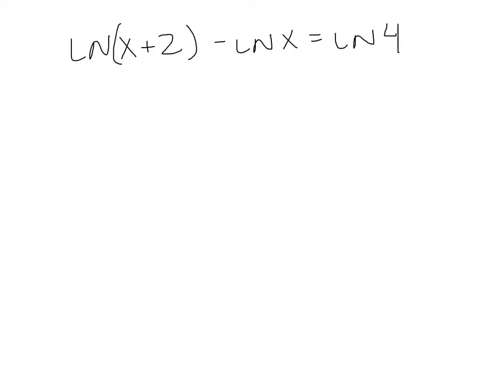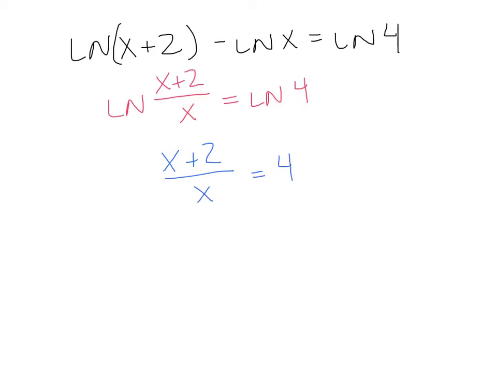Looking on the left-hand side, this is finally something besides multiplying. The natural log of x plus 2 over x equals the natural log of 4. So we have a log equals a log. The bases are the same, so we can set our arguments equal to each other. X plus 2 over x equals 4.